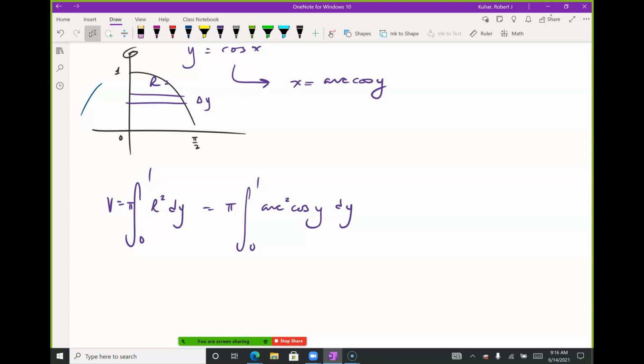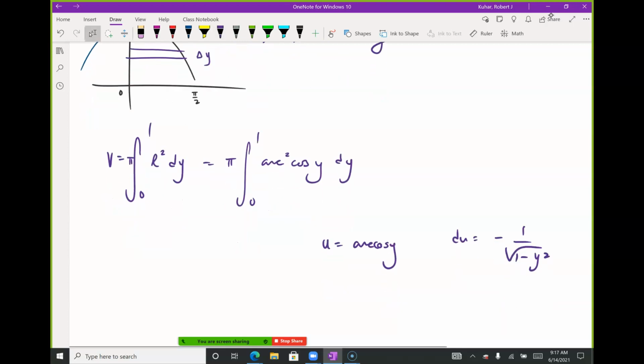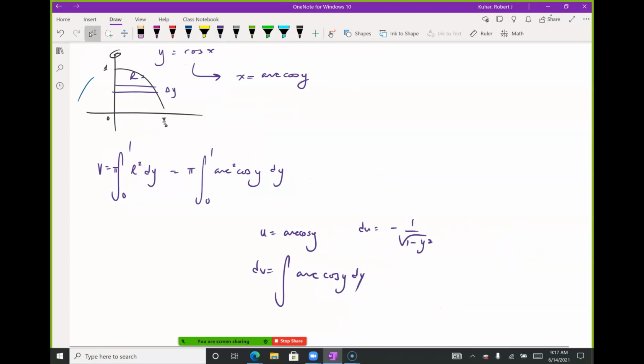This is ridiculous. So I think I could do it with u equals arc cos of y, and then of course du is negative 1 over square root of 1 minus y squared, and then dv would be y dy, and that one I'd have to do by parts to get v. So pretty nasty. But we're going to stop there.